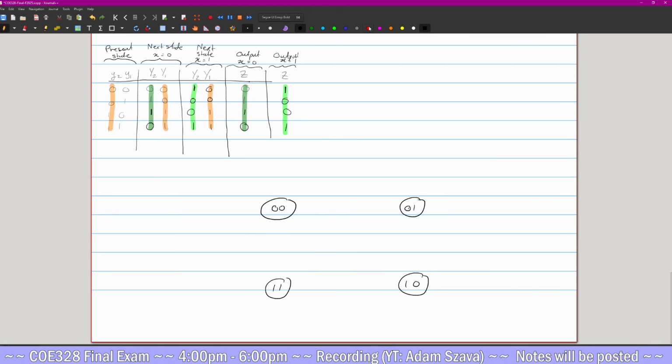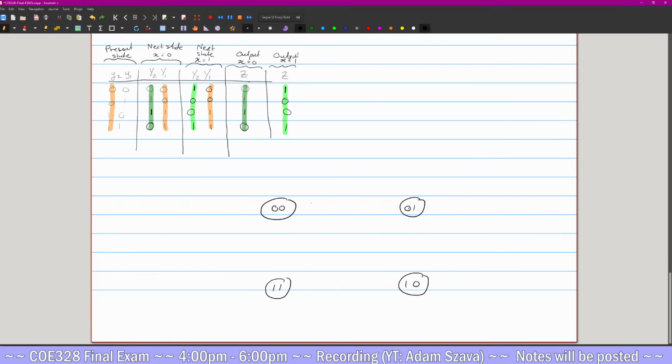Let's take a look at what's going on. This is just a representation of this table. Now, remember, it's Mealy, so the present state does not tell us the output without also knowing what the input is. So let's take a look at what's going on here.